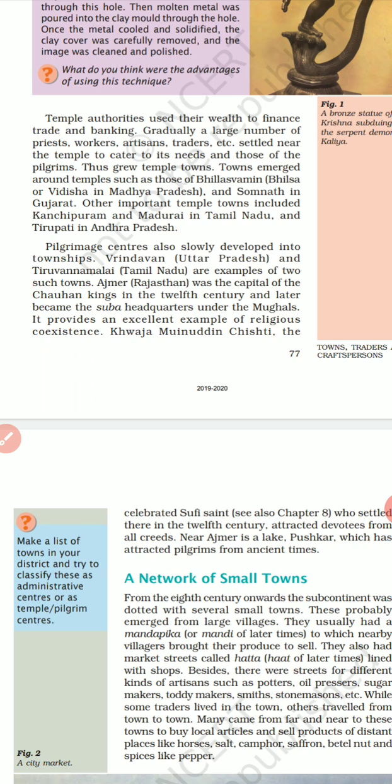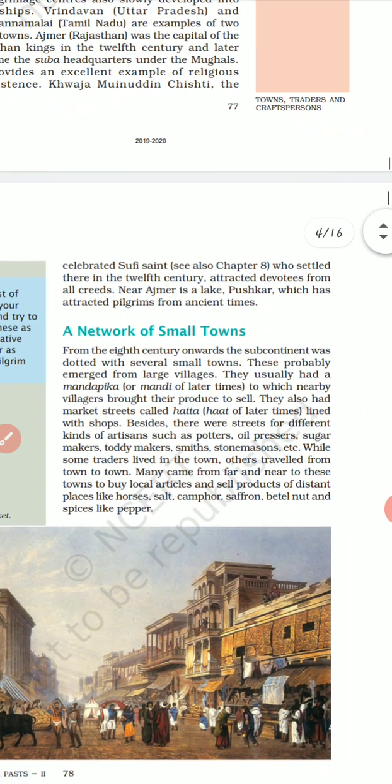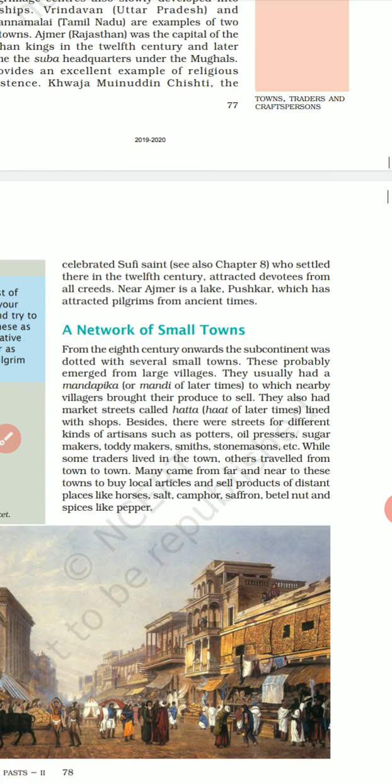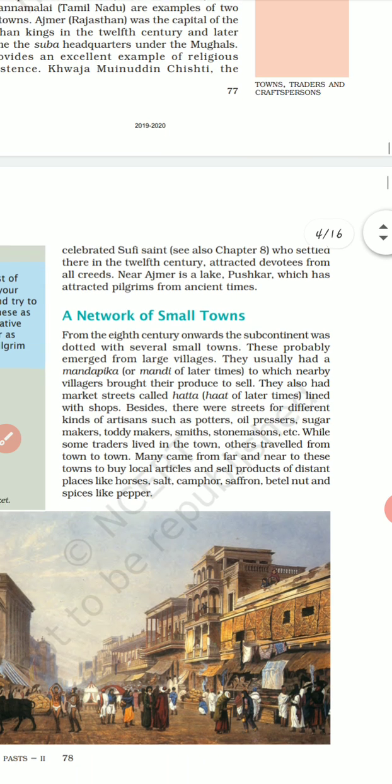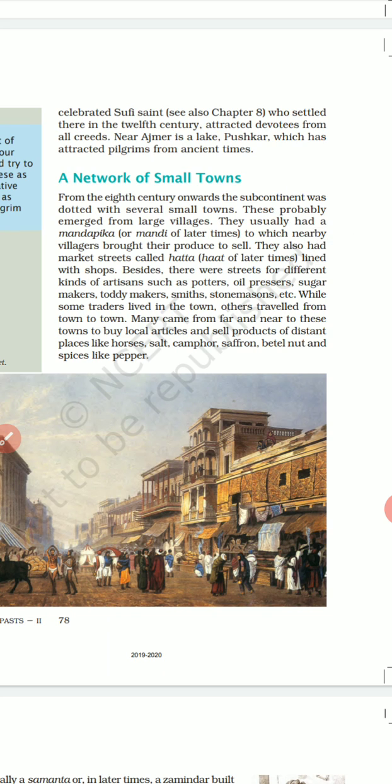Khwaja Moinuddin Chishti, the celebrated Sufi saint who settled there in the 12th century, attracted devotees from all creeds. Not only Muslims but also Hindus visited him there. Devotees from all creeds, meaning all castes and religions. Near Ajmer is the lake of Pushkar, which has attracted pilgrims from ancient times.